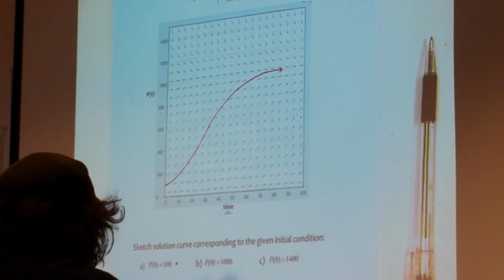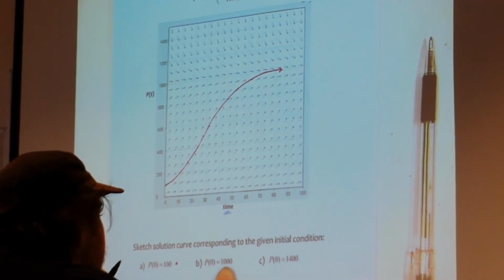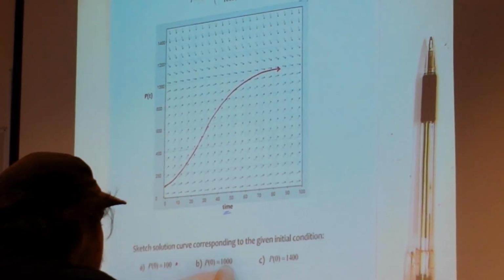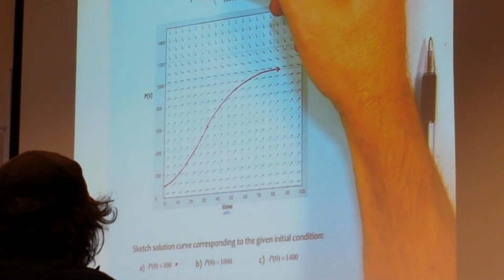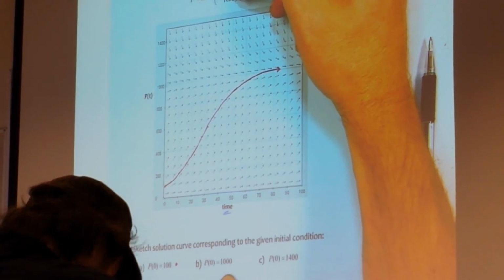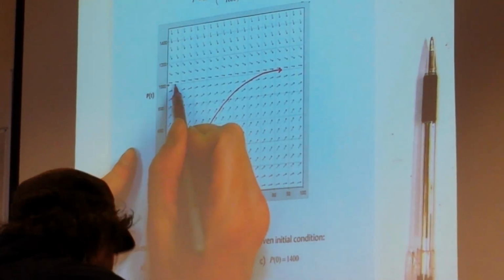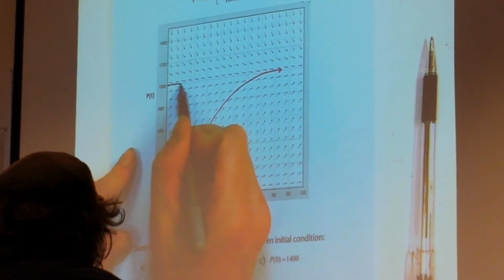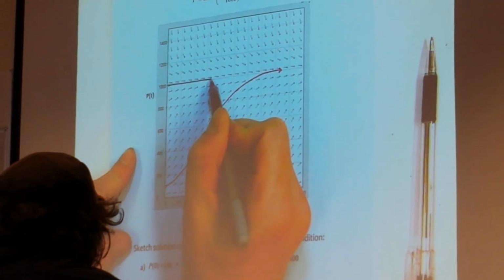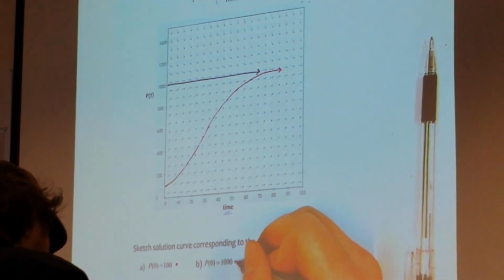Now what if P of 0 equals 1,000 right on the nose? Look at this. If P is ever 1,000, then 1,000 over 1,000 is 1, P over M is 1, and 1 minus 1 is 0. And if you follow it, it looks like this is the 0. That's an equilibrium solution.